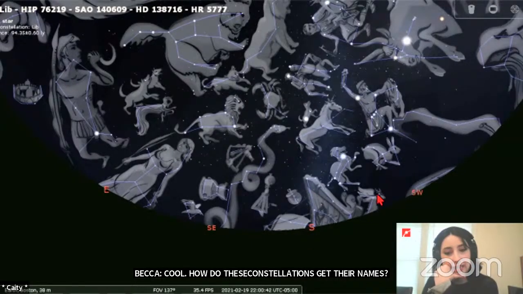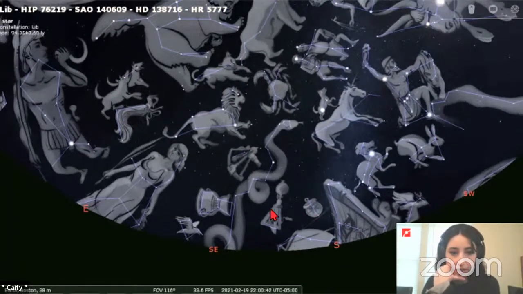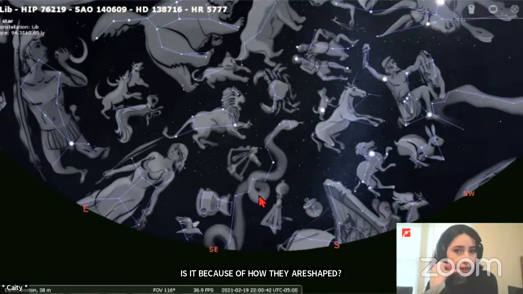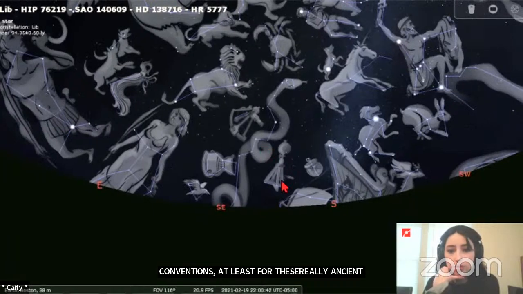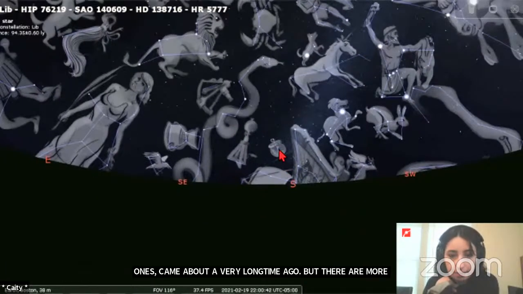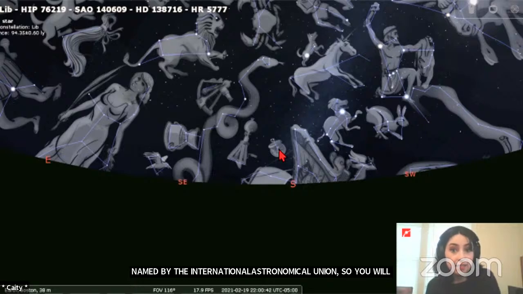So the naming conventions, at least for these really ancient ones, I think came about a very long time ago, but there are also a lot of more recent modern constellations that get named by the International Astronomical Union. So you'll see that there are a lot of small constellations that represent different instruments used either in navigation on the seas or for looking at the night sky.